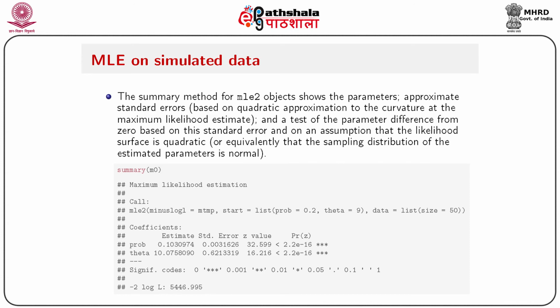2723.5. The summary method for mle2 objects shows the parameters, approximate standard errors, and a test of parameter difference from 0 based on the standard error and on the assumption that the likelihood surface is quadratic. Equivalently, that the sampling distribution of the estimated parameter is normal. So if you get the summary of m0, you will see that for the parameters prob and theta, the estimates are given in the second column. We will get the standard error, the z value and p values showing all are significant, and minus 2 log likelihood would be given here.